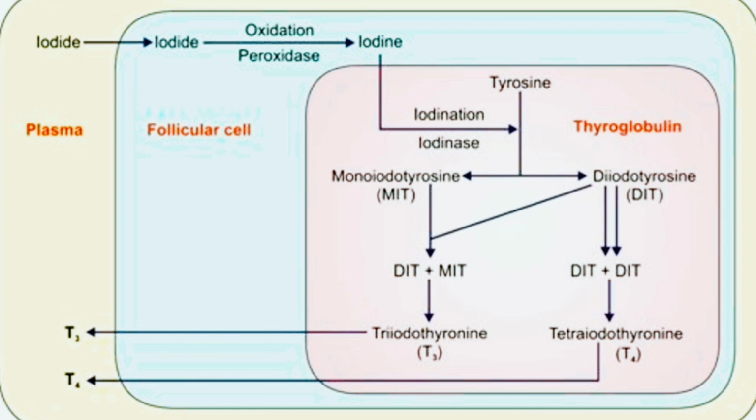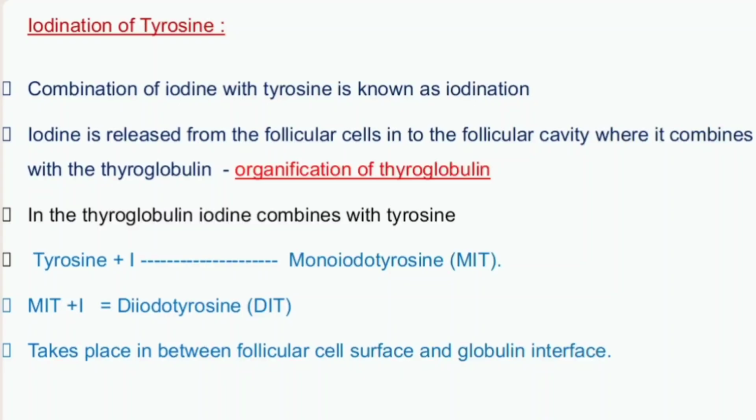That is the role of TPO, thyroid peroxidase. TPO helps the reduced iodide form to convert into the oxidized form of iodide. Now this iodide has to be converted to tyrosine. That is known as organification of iodide.